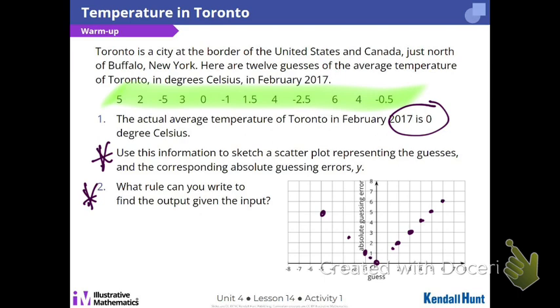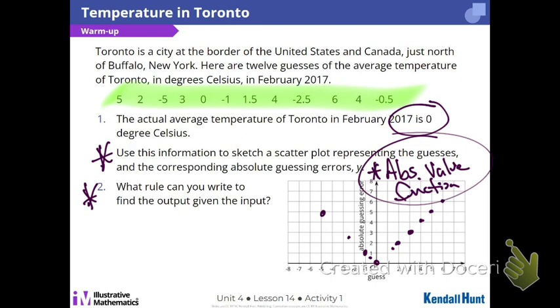What do you notice about the shape of our graph? V. In last class, we found out that's called an absolute value function. It's still an absolute value function, just like last class. Okay? What do you notice about our vertex? Where does it start at? 0, 0. Not a coincidence. We're seeing how far away it is from 0. Let's try to write a rule.